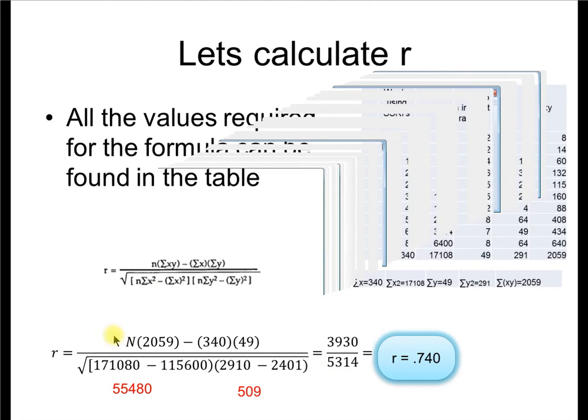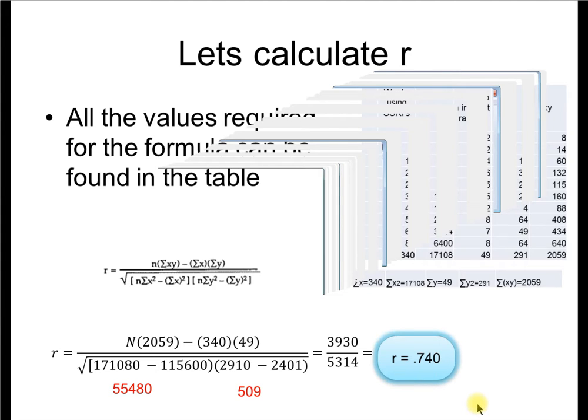Now the top row you should be able to calculate for yourself. So I would remember your bid mass. So multiplication comes first, multiply these two, and then subtract whatever the sum of that is from this, and that gives us this value here, 3930. You divide that by 5314. We get a Pearson's R of 0.740.